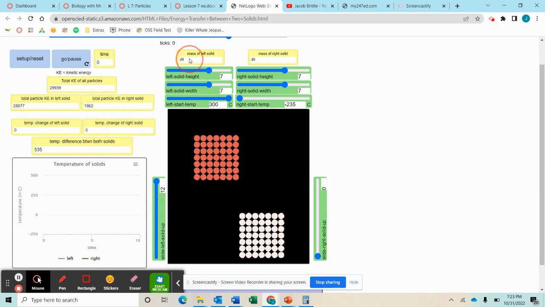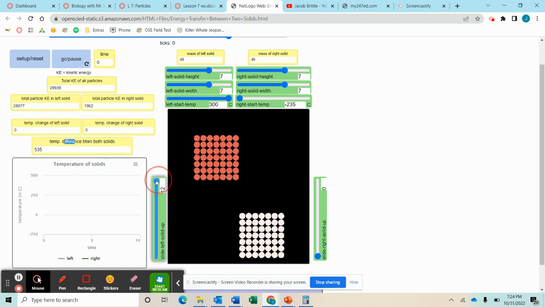And just to note that the mass, however you decide to do it, if that's the one that you do, the mass is whatever the height times the width is. So if you're trying to go up by tens, just keep that in mind that you'll have to figure out what combinations add 10 at a time. The other thing that you're going to want to look at is the time here. And you're going to want to take a look at the temperature change of the left solid and the temperature change of the right solid and the temperature difference between the two solids.